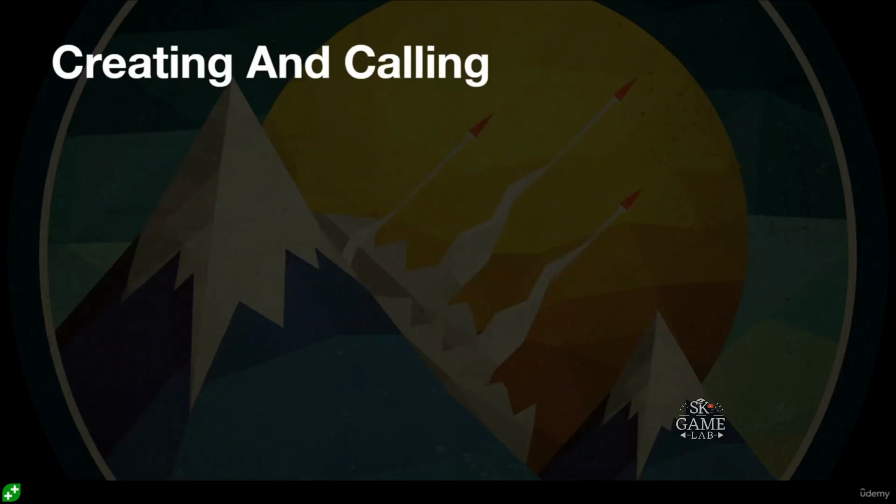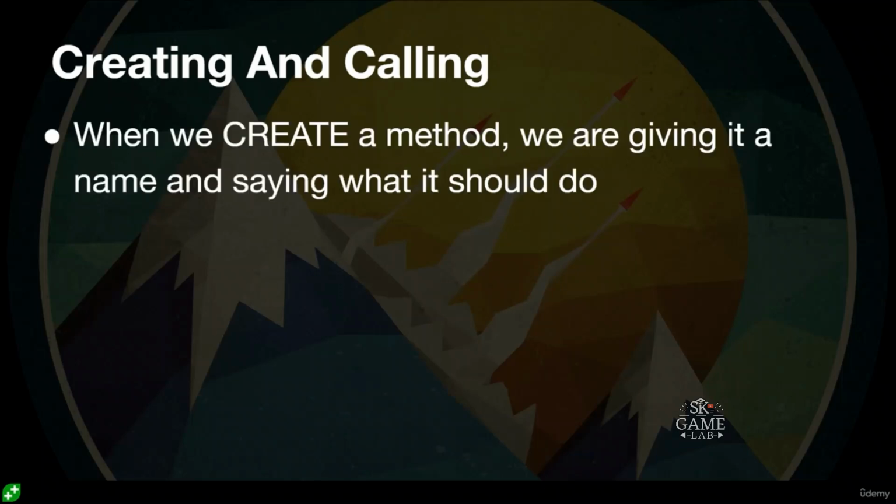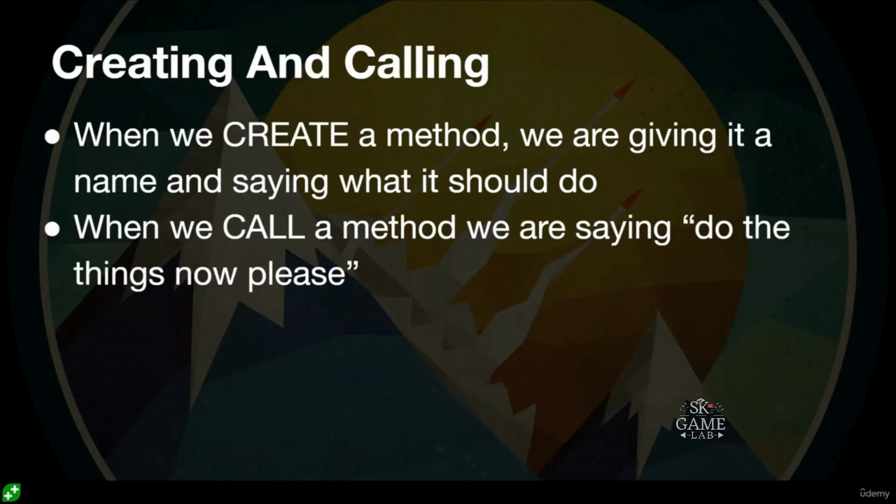The other thing I want you to know in this very, very quick intro to methods is that we do creating and calling. When we create a method, we're giving it a name and saying all the things that it should do. So a method might be make the thing move forward, make the thing turn around, and we also call a method. And that is when we are saying, do the things now, please.